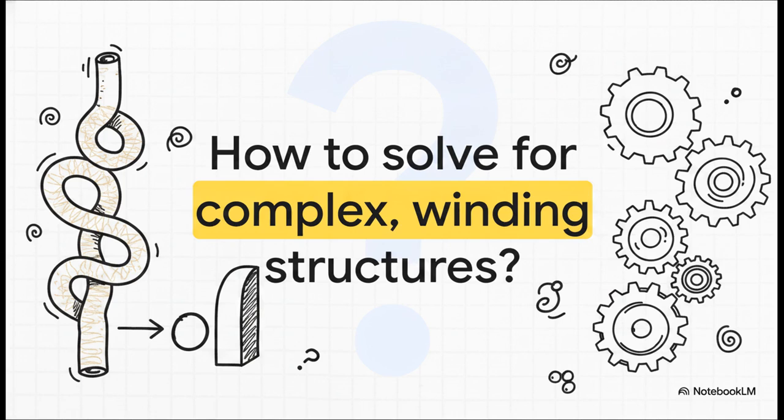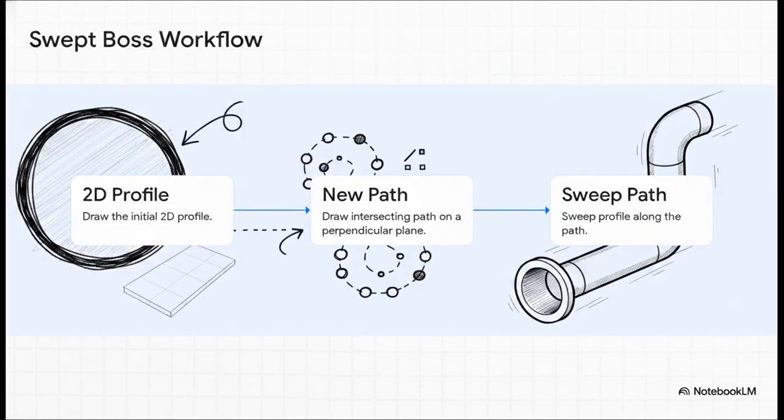So how do we actually solve for complex, winding structures that don't just go in a straight line or spin in a perfect circle? Well, this is where the swept boss workflow comes in. It's pretty much the perfect solution for creating smooth, continuous pipes or custom pathways. It's a 3-parter. First, you draw your 2D profile, say a circle. Second, you open up a perpendicular plane and draw an intersecting path, basically the twisting track you want that circle to follow. Third, you sweep the profile right along that path.